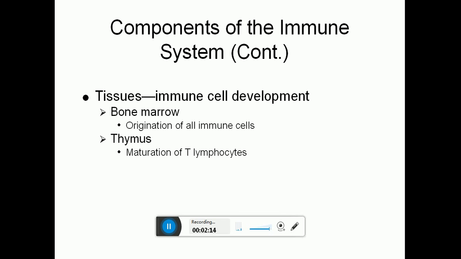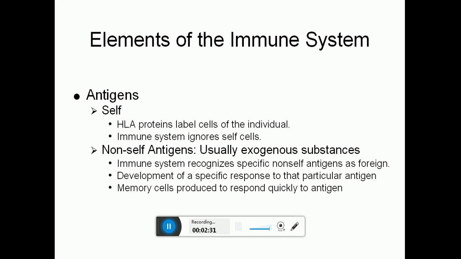If you remember, the tissues of the immune system include the bone marrow, the red bone marrow where all of the immune cells originate, and the thymus, where the T lymphocytes mature. And now the elements of the immune system.